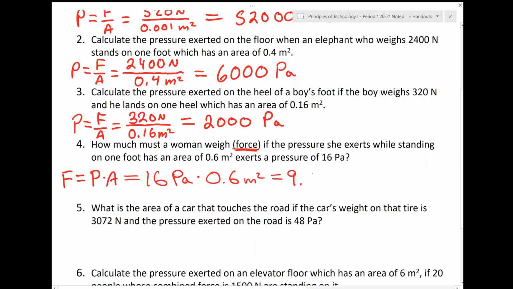9.6. But what is a Pascal times a square meter? Well, since a Pascal is a Newton per square meter, and we're multiplying by a square meter, the square meters cancel out, and we're left with newtons, which is good because we found a force, and force is measured in newtons in the SI system.